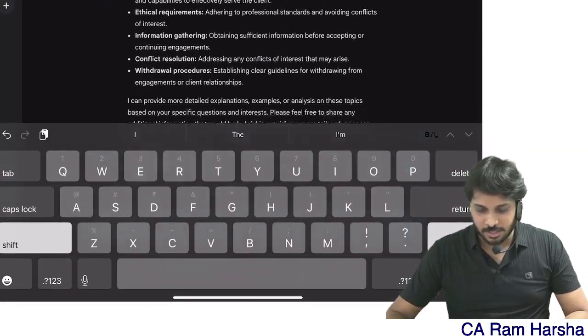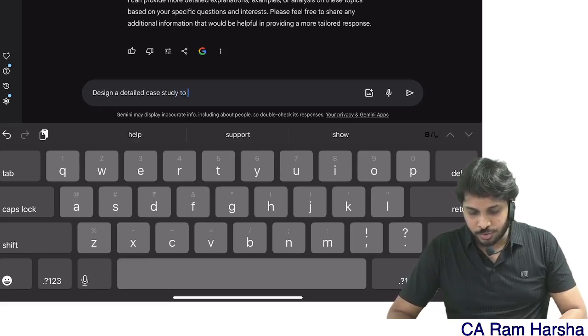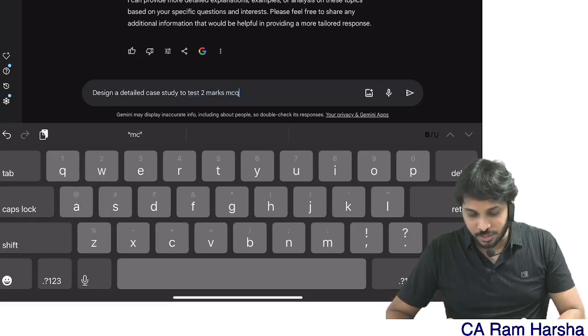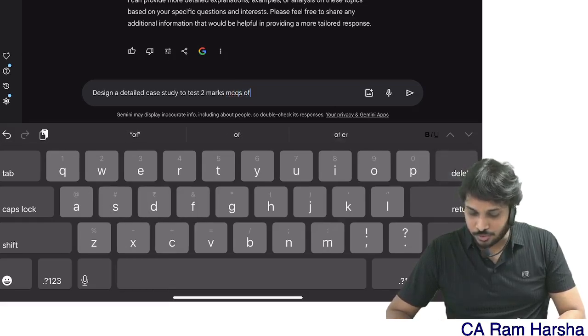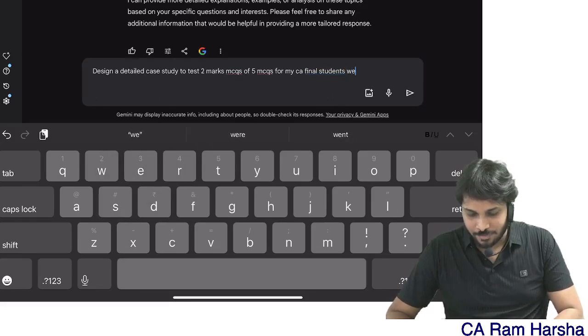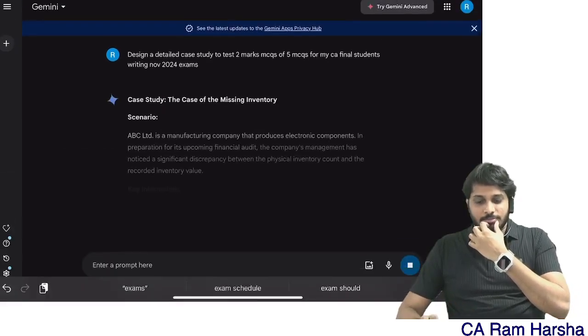Now I will ask. Design a detailed case study to test 2 marks MCQs of five MCQs for my CA final students writing November 24 exams. Yeah, the case study.